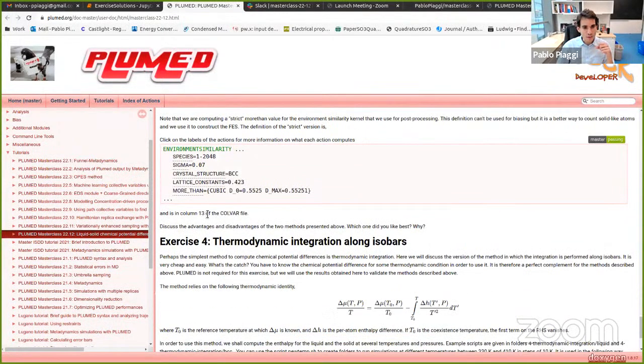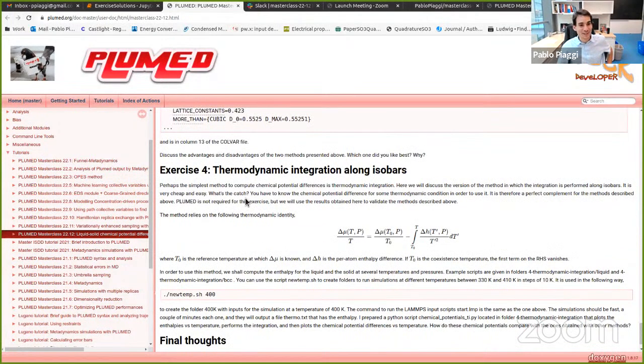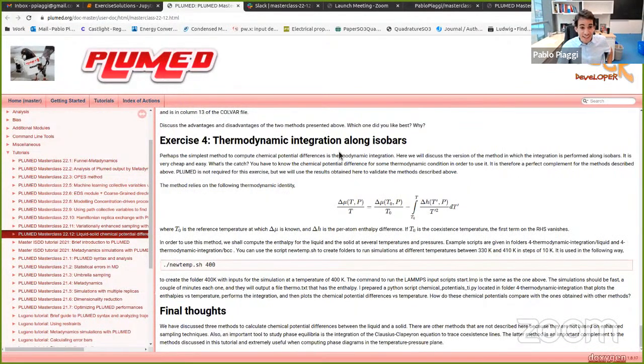Okay, I wrote here also: discuss the advantages and disadvantages of the two methods presented above. I leave that as an exercise because I think it could be subjective to some extent, and I don't want to introduce a bias into other people's opinion. Okay, and so we can move, I think, to the last exercise.